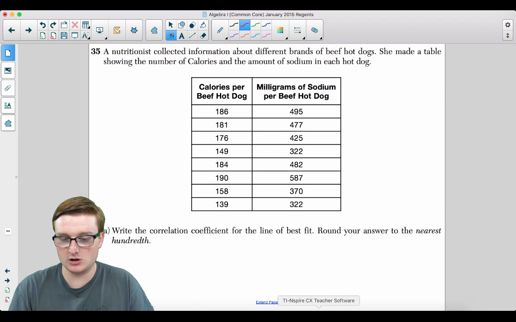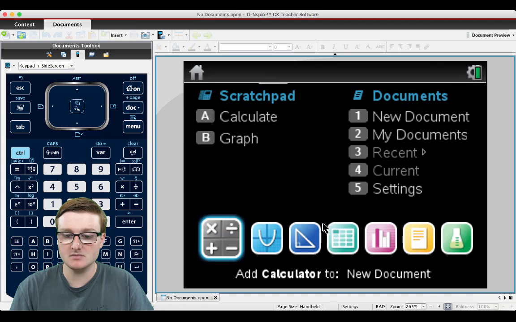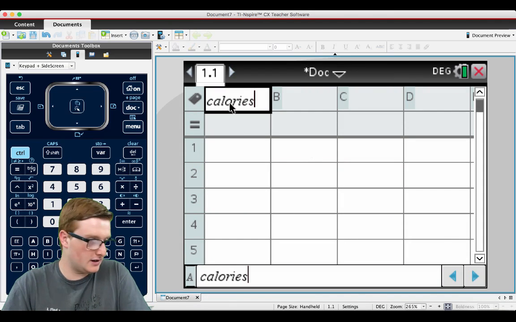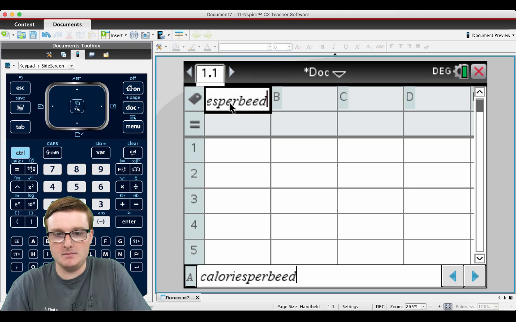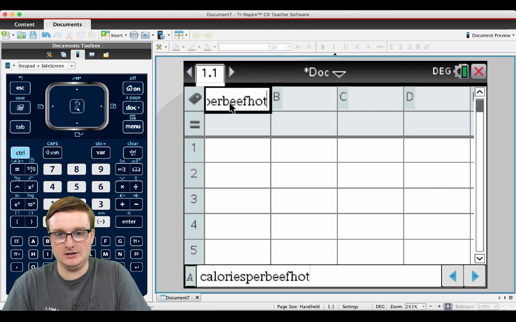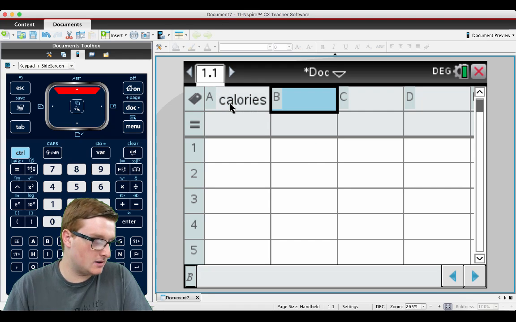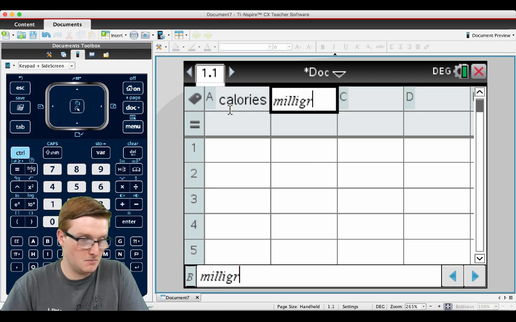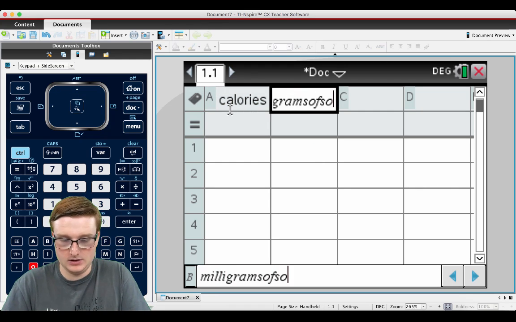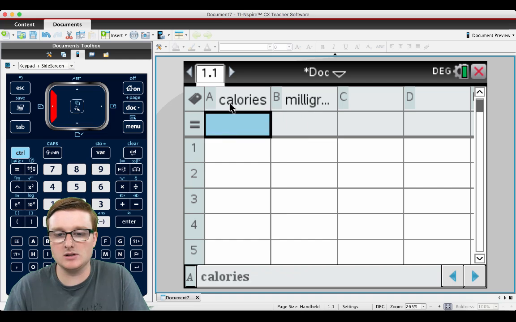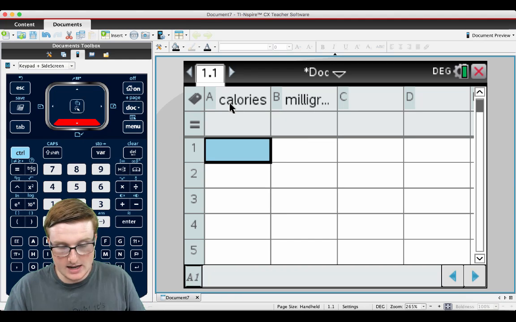Here we go. We're going to go to our graphing calculator. I'm going to open up a list in spreadsheets. I'm going to say calories per beef. Oh, shoot, I can't go that far. So I'll just type in calories, and I'm going to type in milligrams of sodium, or salt, because sodium and salt are the same thing. Now I'm going to go ahead and input these values.